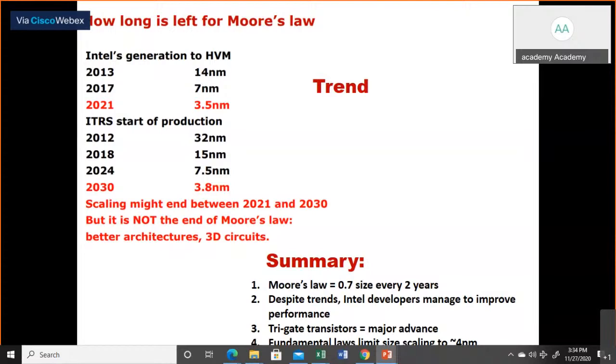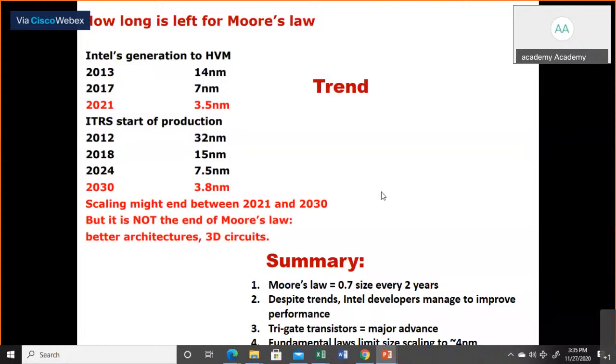Below that, there is a possibility that silicon loses its nature, and another type of nature, which you call wave nature, will come into the picture. So that is why this can be the end of scaling, possibly at 4 nanometer.